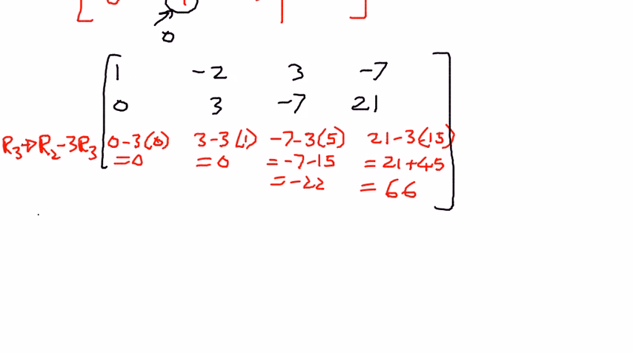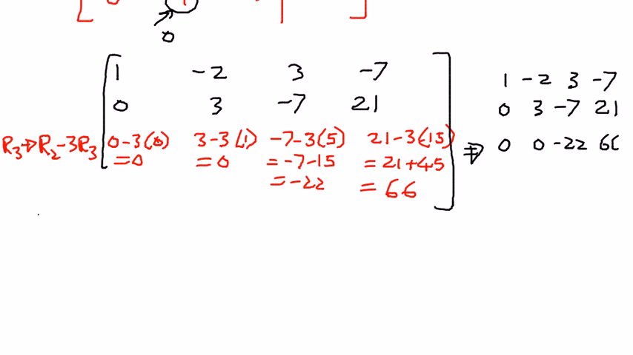So if we were to write this step out in a clean manner, this is how it's going to look. 1, -2, 3, -7. Then we have 0, 3, -7, 21. And then we have 0, 0, -22, and 66. So if we were to draw that partition line, and if we were to draw a line along the diagonal, we have achieved zeros below the diagonal.